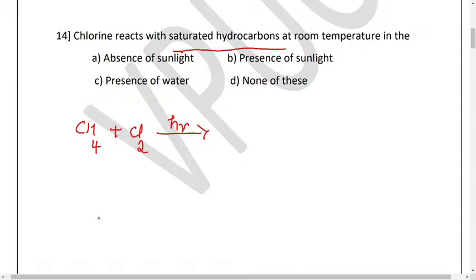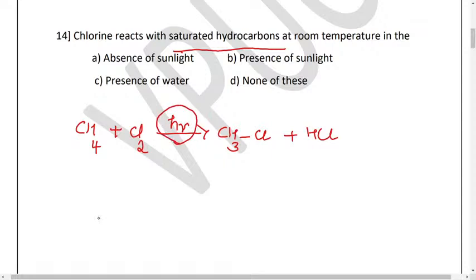And we know that in substitution, a hydrogen atom is replaced by chlorine, which means CH4 becomes CH3 with a bond to chlorine, along with the formation of the byproduct hydrogen chloride. Understood? This type of reaction is always called a substitution reaction. Students, substitution is the characteristic reaction of what? Saturated compounds, that is, saturated hydrocarbons. Always the substitution takes place in the presence of what? Sunlight. Hope you have followed this.